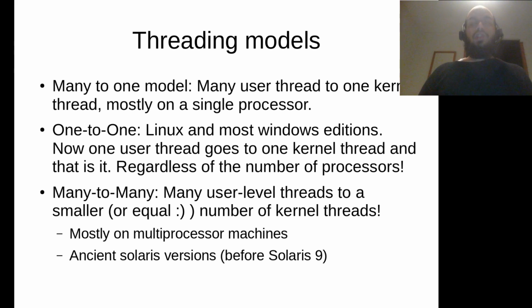And this was designed mostly for multiprocessor machines, and it was at least tried at some times on Windows, and it was actually the way it was used with ancient Solaris versions. That's basically before Solaris 9. I'm not sure what Solaris version they have right now, but I think Solaris 9 is something like 2006, 2007 maybe. I can't remember the exact date. Okay, so this is the many-to-many user level thread model basically.